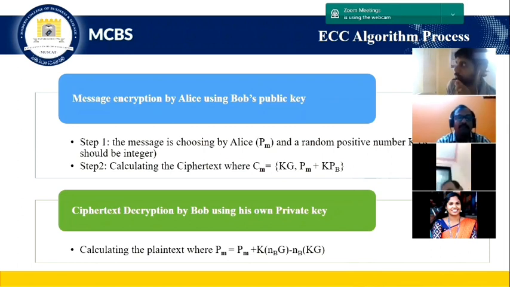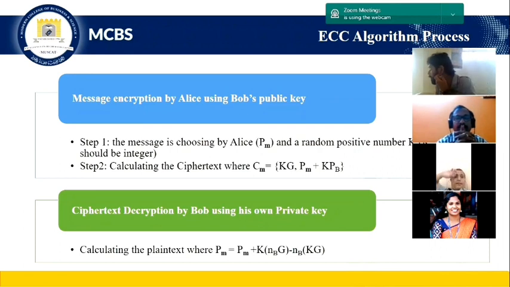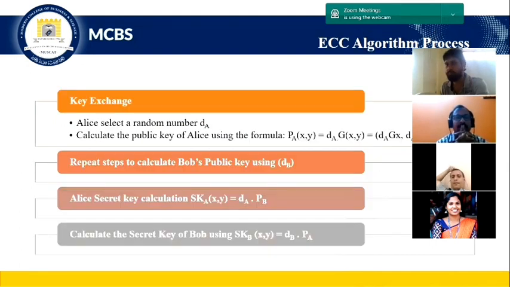As I told you previously, to encrypt the message, we need to use the public key of the other party. For the decryption, it's by adding the ciphertext that has been encrypted earlier with the integer number multiplied by the public key of Bob, multiplied by the generator, and then subtracting the private key of Bob multiplied by the integer and the generating key. This is the process that has been used. It's quite complicated, but when you practice it, you will see that it's easy to do.